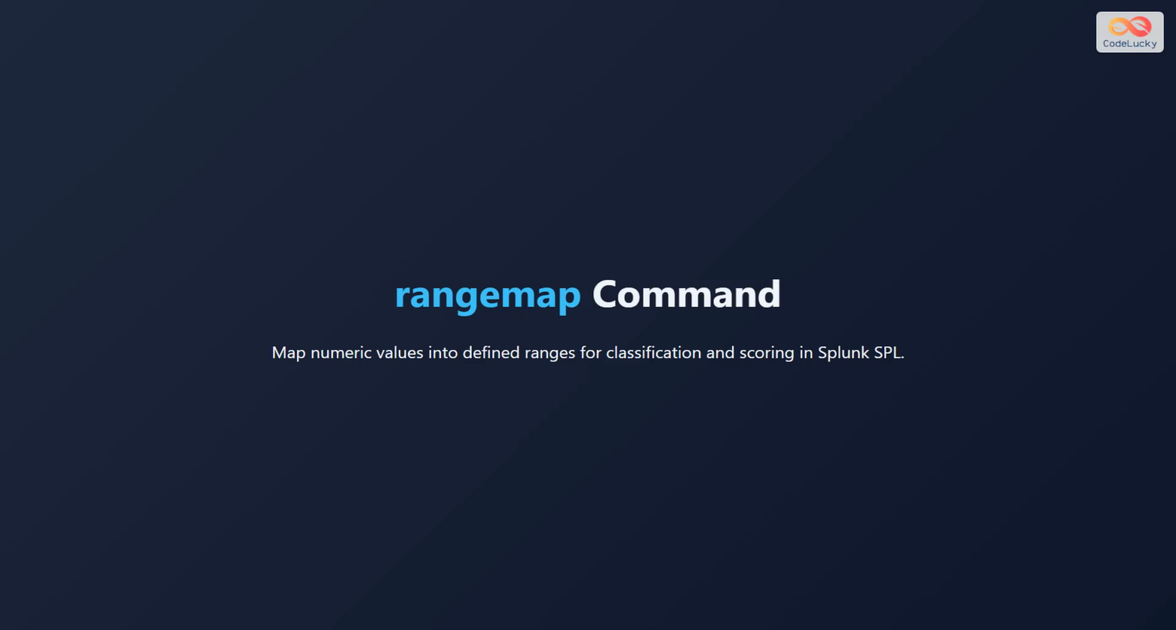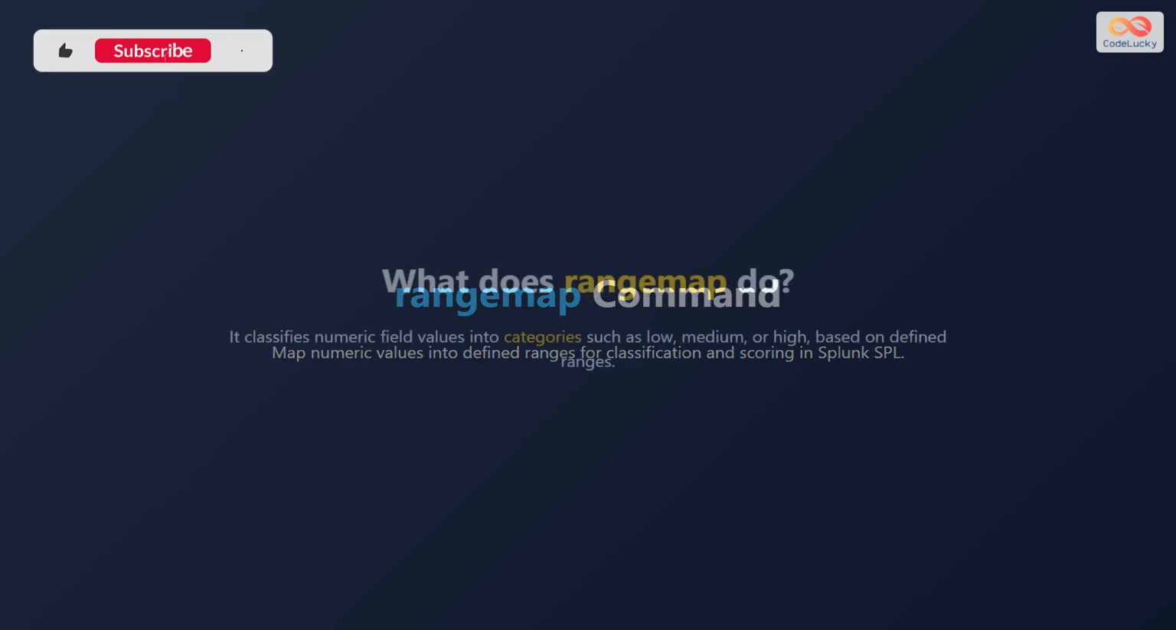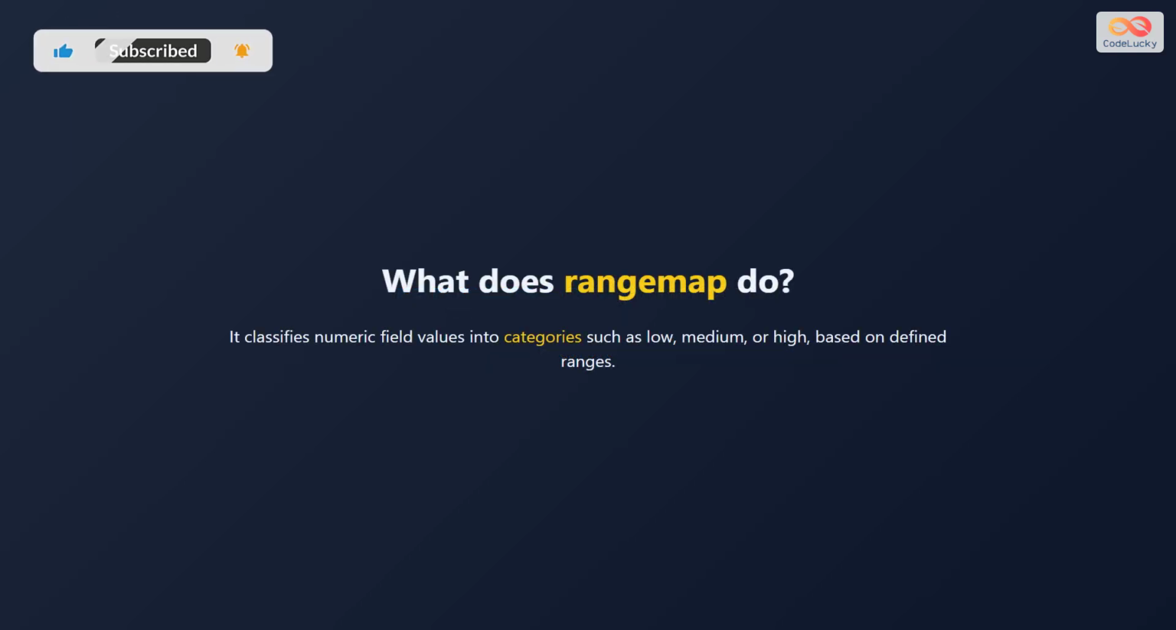The rangemap command in Splunk is used to map numeric values into defined ranges. It helps classify data for easier scoring and categorization during analysis. Rangemap classifies numeric field values into categories such as low, medium, or high. These categories are based on the ranges you define for your data.